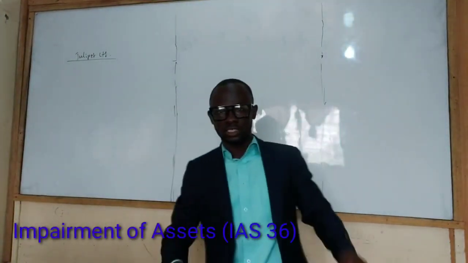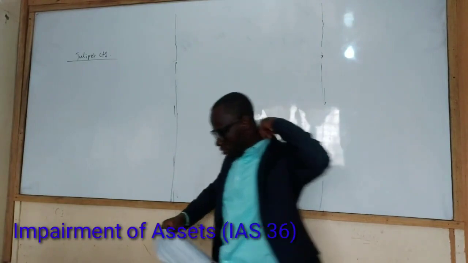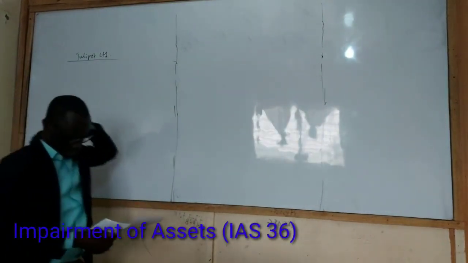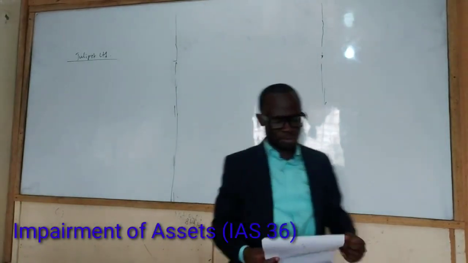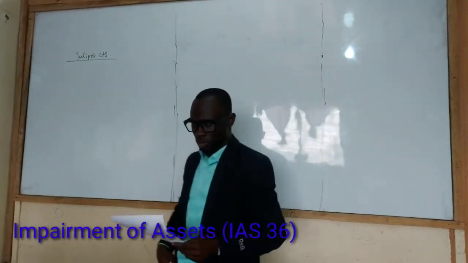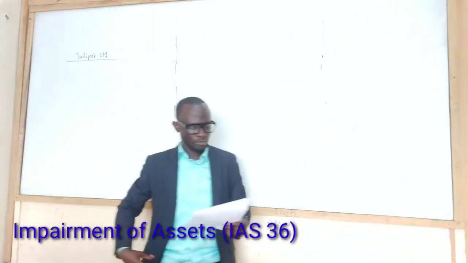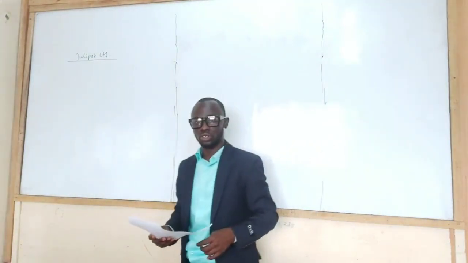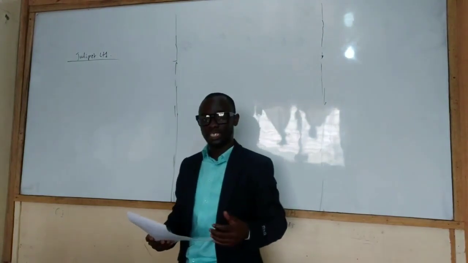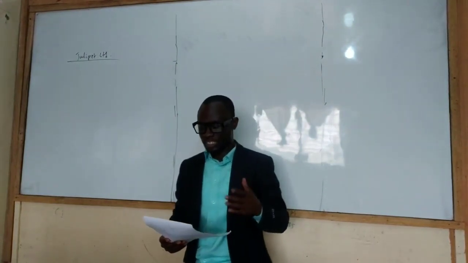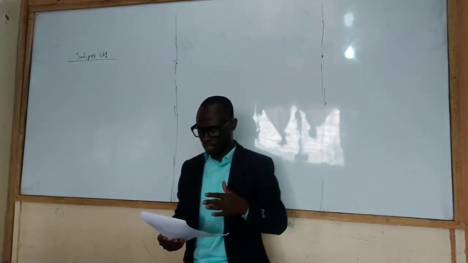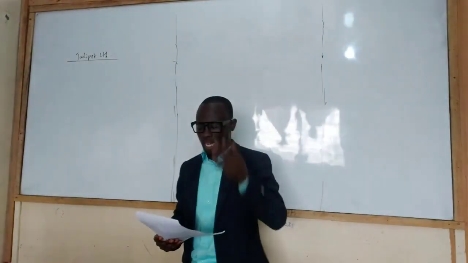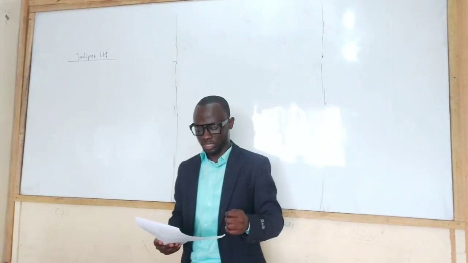Okay, so let's look at the question there on the impairment. Question 1. On January 1, 2014, Juniper Limited purchased a building for $2 million. Its estimated useful life at the date was 20 years, and the company uses the straight line depreciation method.